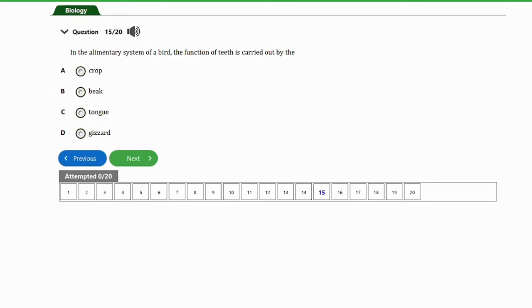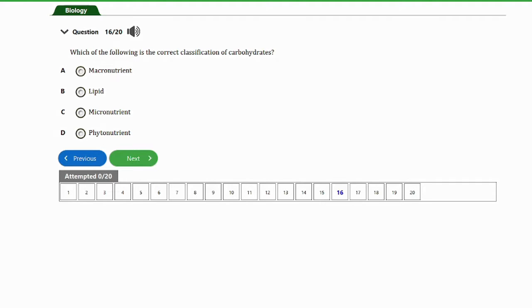That's question number 15. It says, in the alimentary system of a bird, the function of the teeth is carried out by the A, crop, B, beak, C, tongue, D, gizzard. So guys, the answer to this question is option D, and that's the gizzard. The gizzard is the muscular structure in the bird that helps to grind stuffs, and this gizzard actually carries out the function of the teeth because that's where the grinding action takes place. So let's look at the next question.